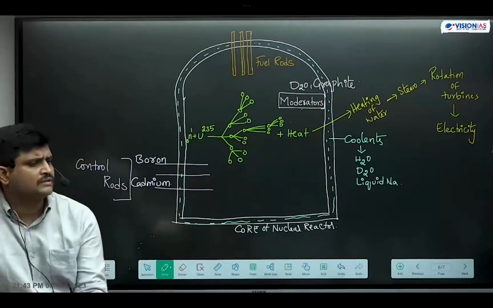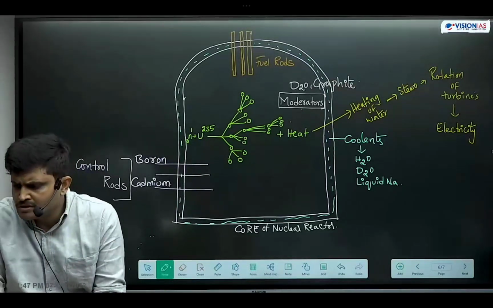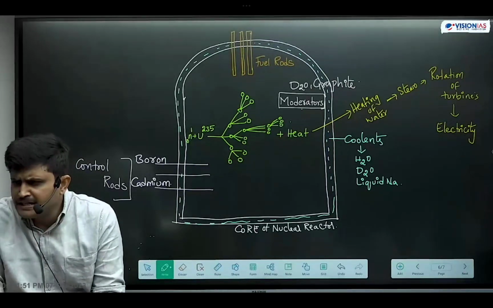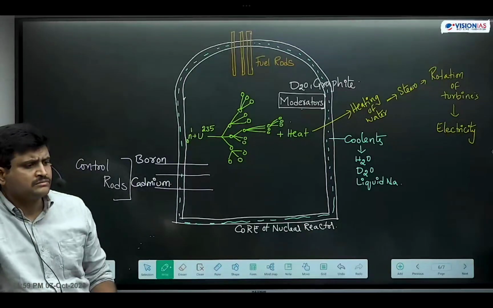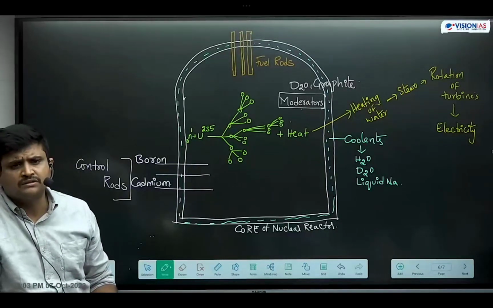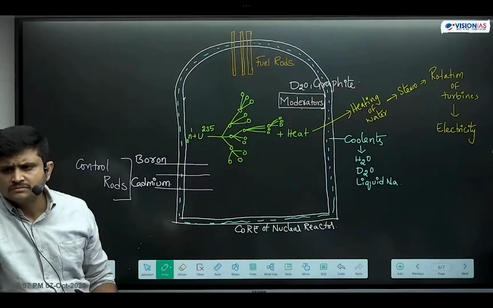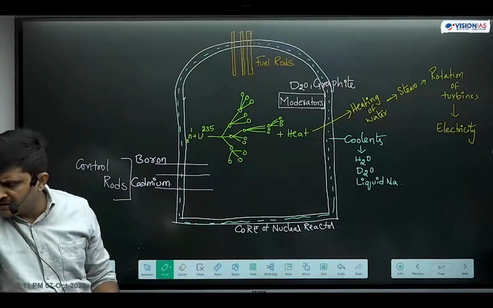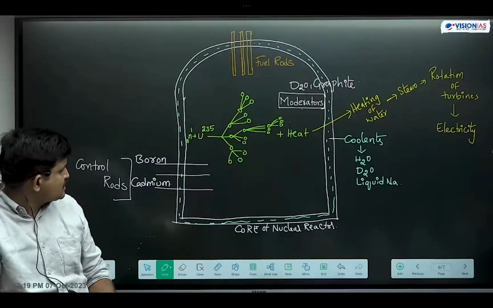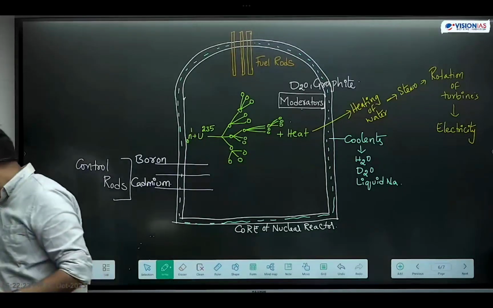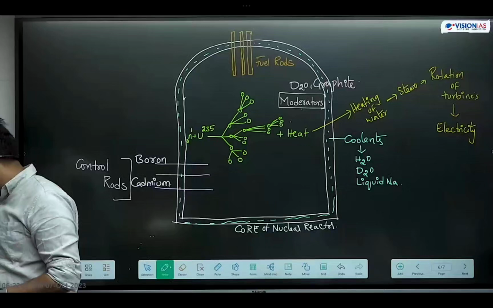Next one is control rods. Control rods completely absorb the neutrons and halt the chain reaction. Hence it is known as a controlled chain reaction.